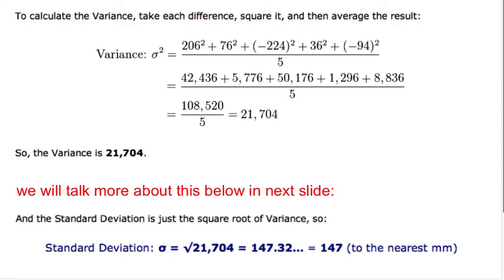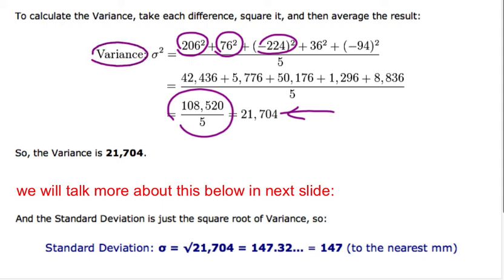Then we're going to go ahead and square them. Remember, the first dog was a difference of 206, so we're going to square it, then the next dog, and so on. We total that up and divide by 5, and what we get is this value right here, 21,704, and that's called the variance.